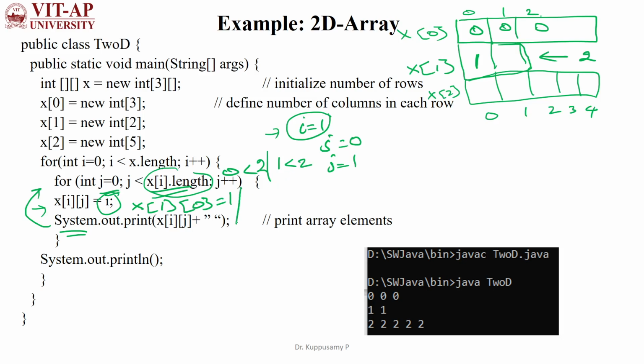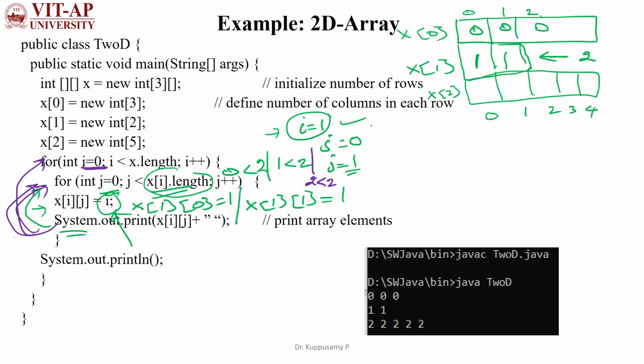Once it is true, now x of 1 of 1. The J value is 1. So x of 1 of 1 is again assigned the I value, which is still 1. So 1 is assigned. Now the J value is incremented again, so J becomes 2. So 2 less than 2, which is false. Once it is false, the inner loop will exit. Then the outer loop will come into the picture.